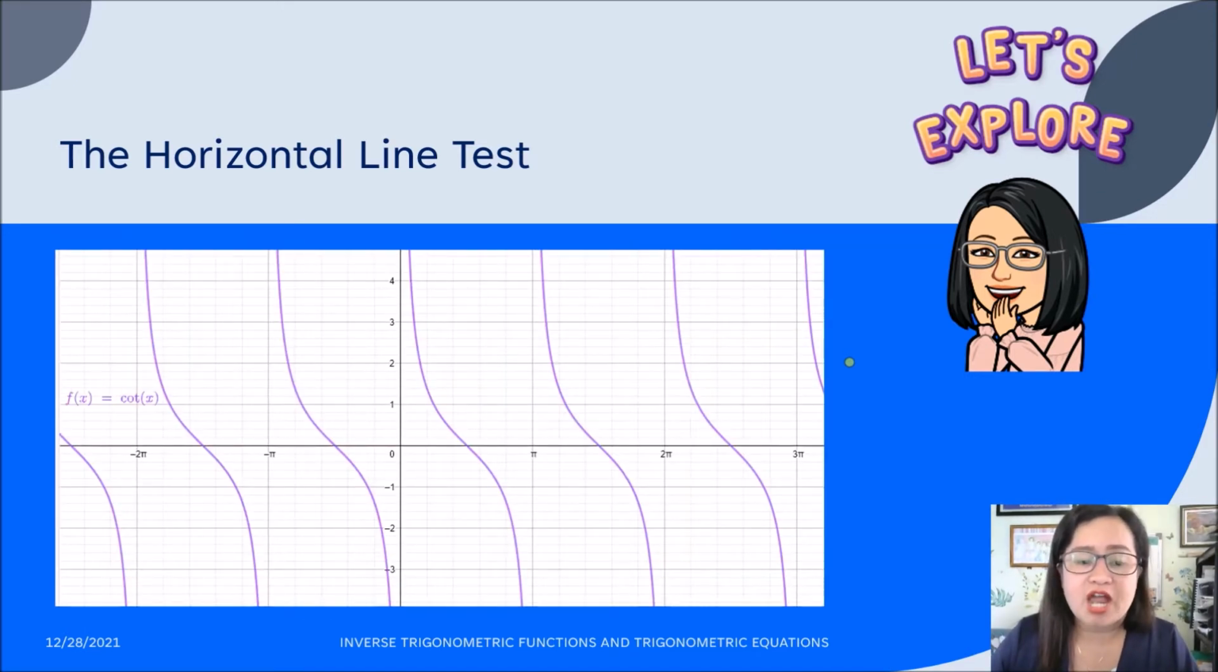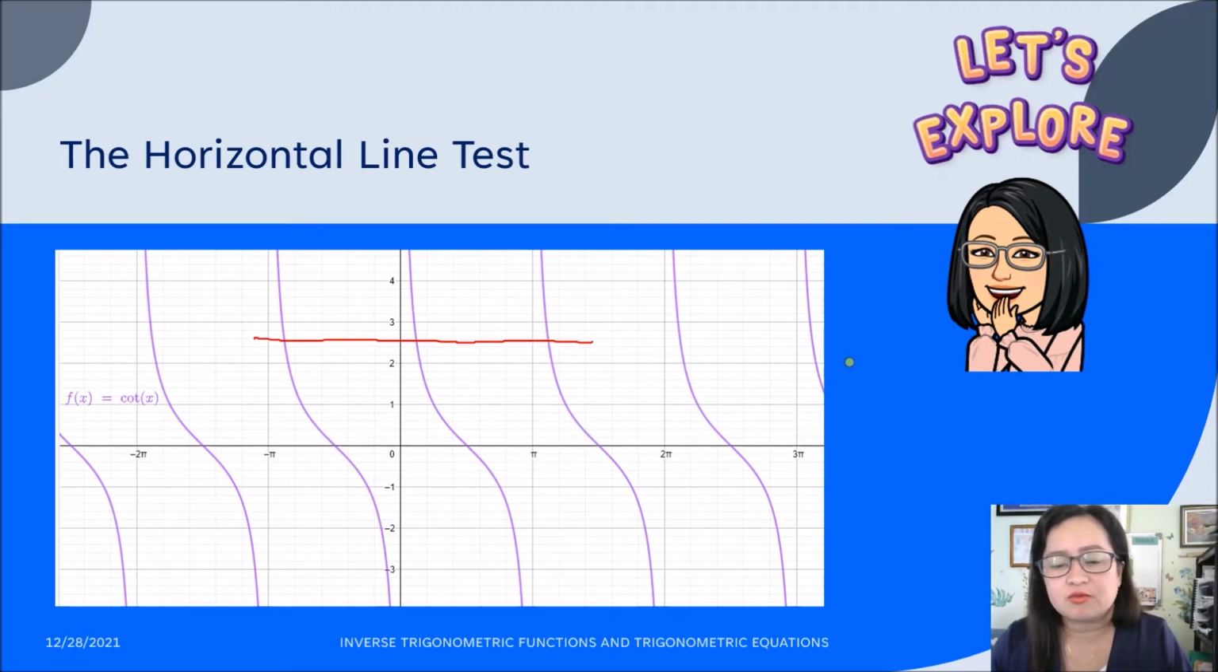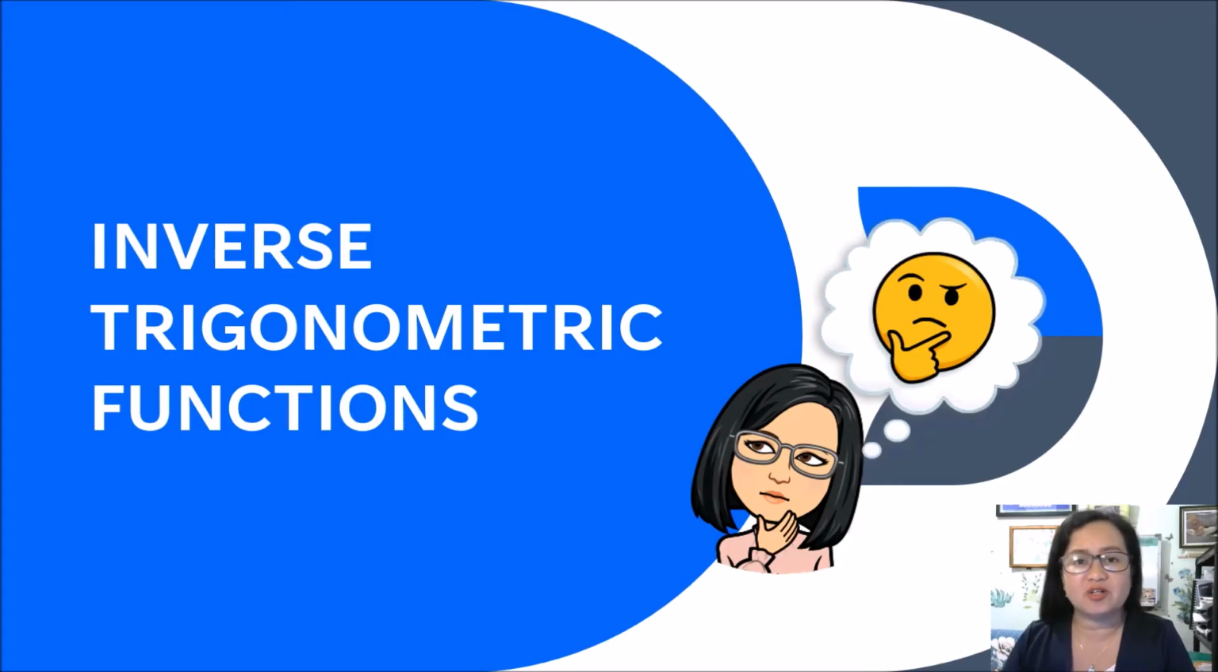Now looking at the graph of the function cotangent x, we can also conclude that its inverse does not exist. By drawing a horizontal line, we can see that there are many points of intersection. Based on the horizontal line test, the inverse of trigonometric functions does not exist unless we consider only a portion of the graphs.